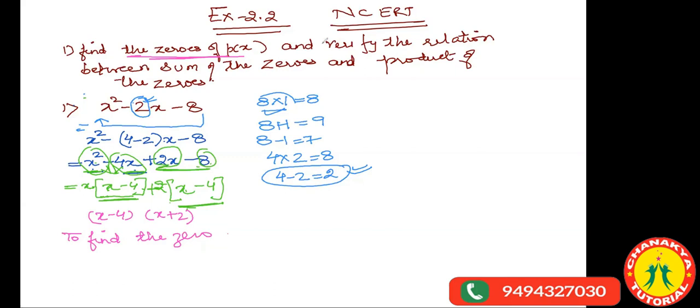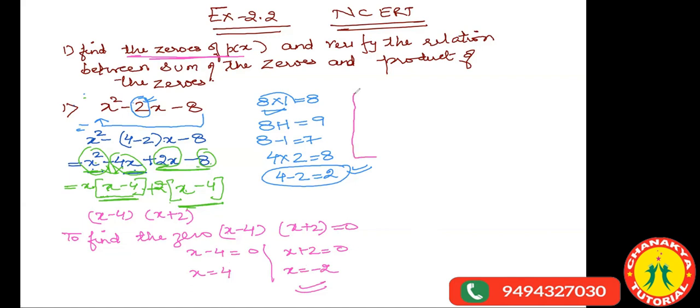Now, just write here, x minus 4 into x plus 2 should be equal to 0. Then we'll put them separately equal to 0. Children, x plus 2 is equal to 0. Then value of x will be 4 and value of x will be minus 2. Clear this thing? All have understood? Is there any doubt in this?